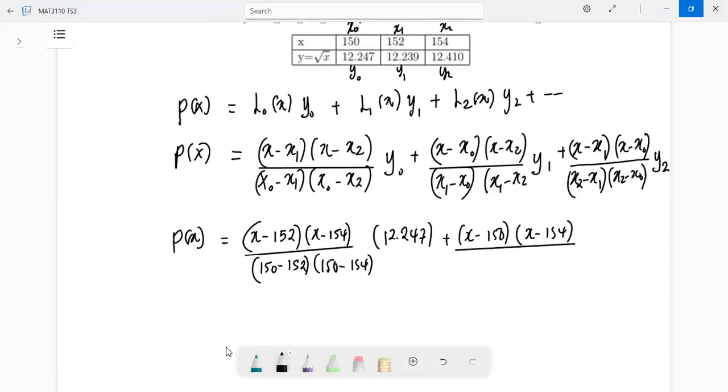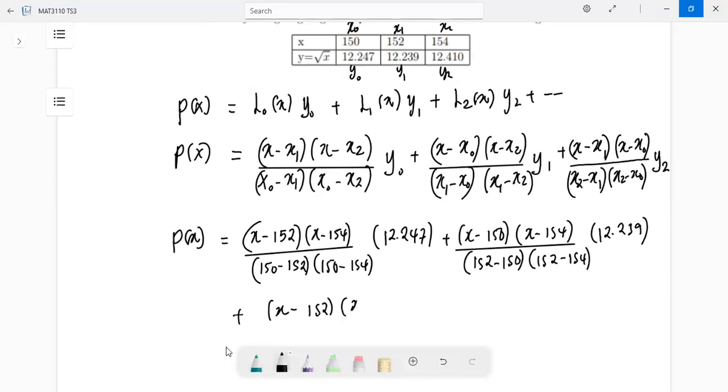Divided by x1 minus x naught. So this is 152 minus 150. And 152 minus x2, and our x2 is simply equal to 154. Okay, and then times y1. And our y1 in this case is 4.239. Okay, and then plus x minus x1, which is 152.